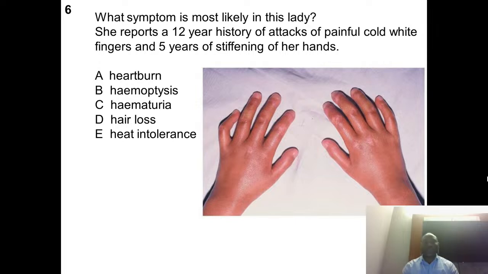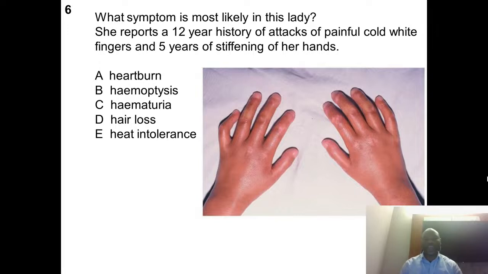Next question. What symptom is most likely in this lady? She reports a 12-year history of attacks of painful cold white fingers and 5 years of stiffening in her hands. Option A is heartburn. B is hemoptysis. C is hematuria. D is hair loss. E is heat intolerance.